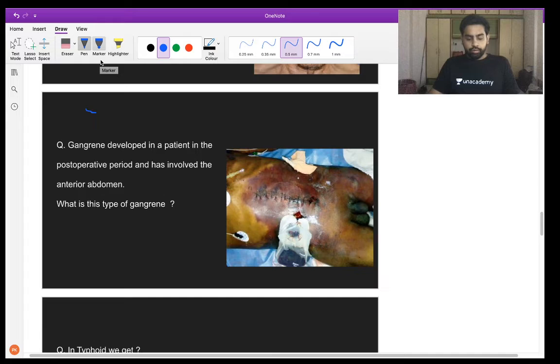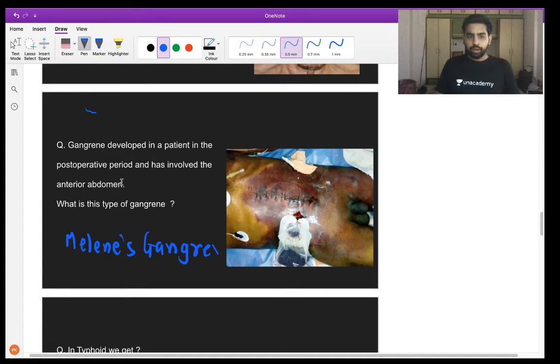Anybody, guys? Gas gangrene. Okay, good attempt, Laya, but it is not. To be more specific, anybody? Clostridium perfringens, gas gangrene. No, guys, have you ever heard about Meleney's gangrene? I'm sure you must have heard about this. This is a post-operative gangrene. This is Meleney's gangrene. Please understand this. What is Meleney's gangrene? It is a synergistic infection which occurs in the post-operative period.